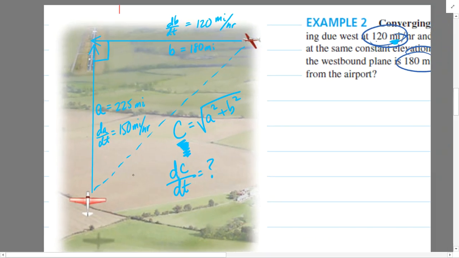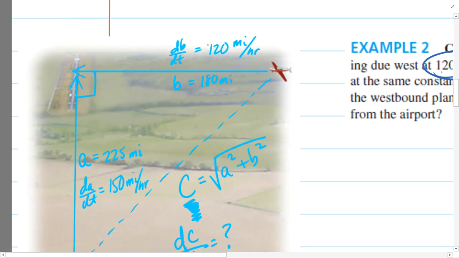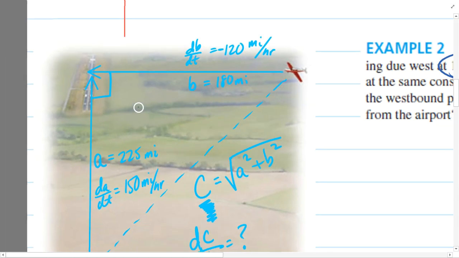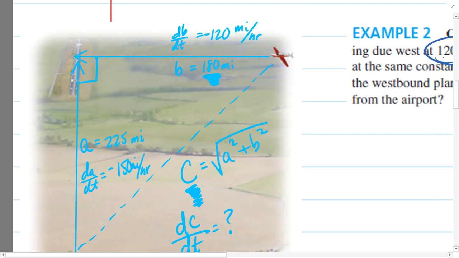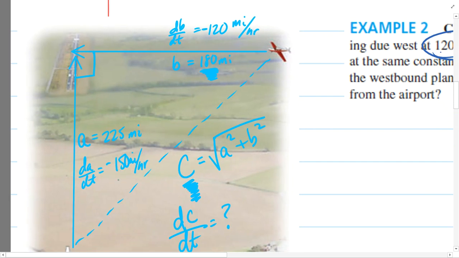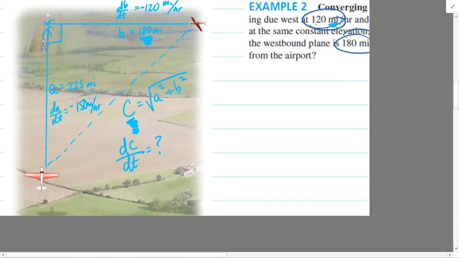Now, before we get too much further, I do want to point out here that the rate for dB dt I'm going to indicate as a negative speed, because what's happening here is the distance is decreasing. Right now the distance is 180 miles from the airport, but that distance is getting smaller. And the same thing is happening with our dA dt. It is decreasing the plane's distance at a rate of 150 miles per hour. The distance is a positive value because we are 225 miles from the airport, but the rate at which the distance is changing is a negative number. It's decreasing.